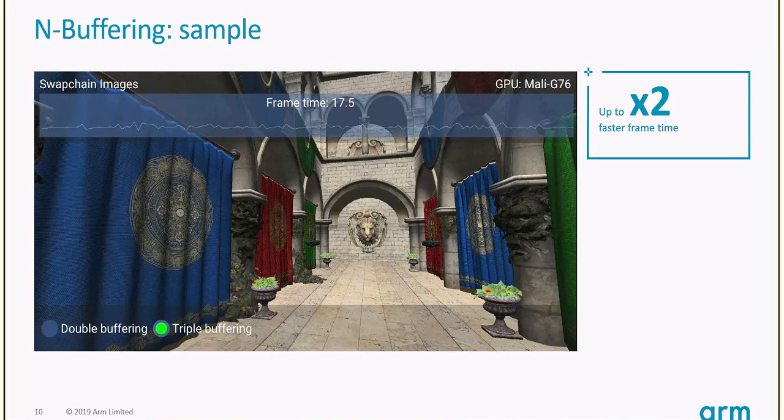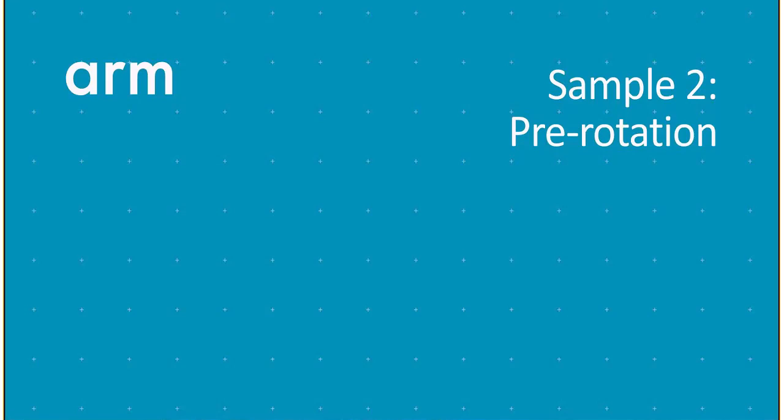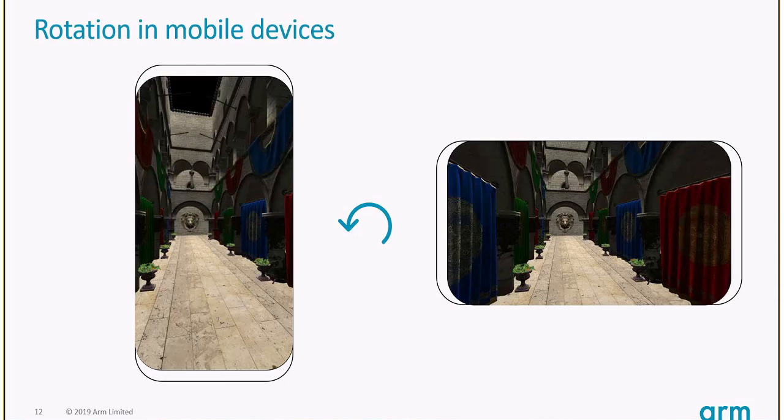Now, moving on to the next sample, pre-rotation. This one is quite tricky. It's quite counterintuitive and it's something that didn't apply to GL. It's quite new to Vulkan. It wasn't an application responsibility before that. So this might actually be kind of news to you. Rotation in mobile devices.